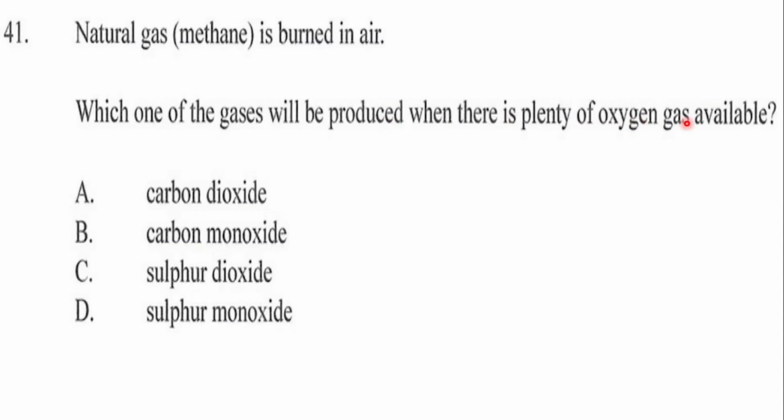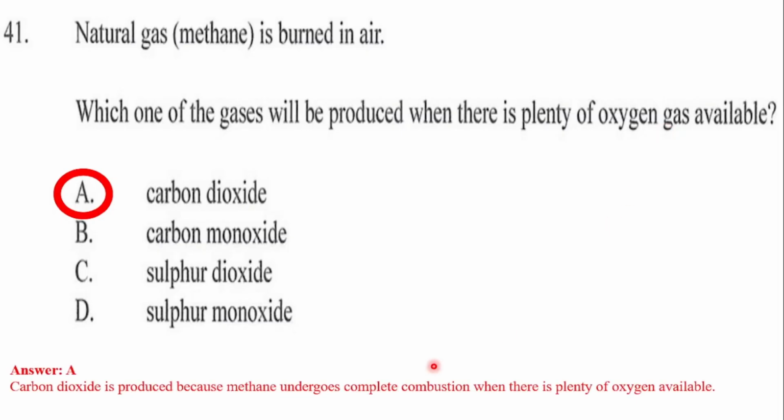Is it carbon dioxide, carbon monoxide, sulfur dioxide, or sulfur monoxide? Again, natural gas methane is burned in air. Which gas will be produced when there's plenty of oxygen gas available? Well, the correct answer is definitely going to be A, carbon dioxide, because the methane undergoes complete combustion when there's plenty of oxygen available. So carbon dioxide is going to be produced here.